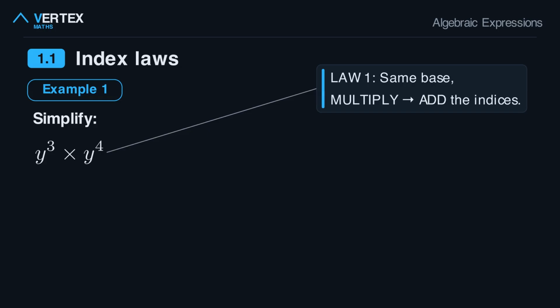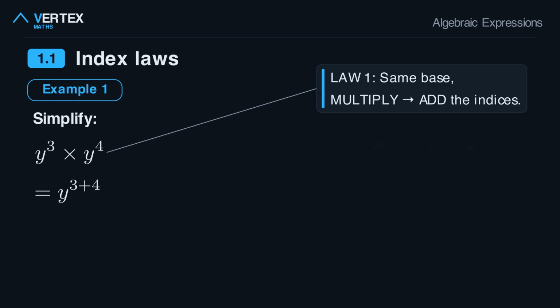Here we have y cubed multiplied by y to the fourth. First, let's check whether the bases match. And here they do. Both terms have base y, so we can use law 1 directly. So law 1 says multiplying with the same base means we add the indices. So we write y to the power of 3 plus 4.